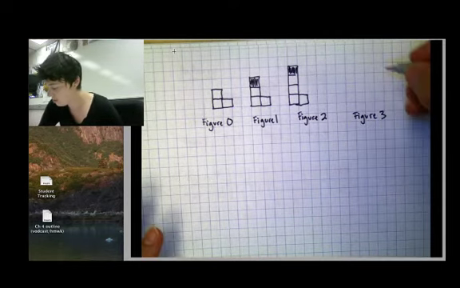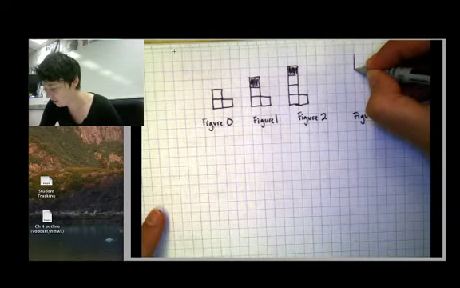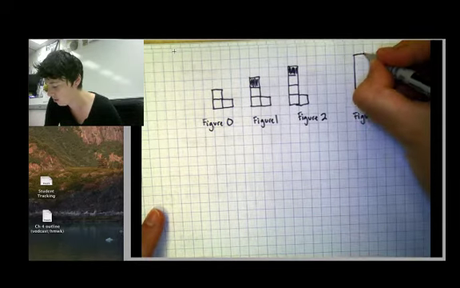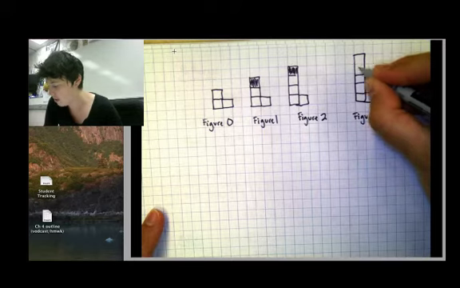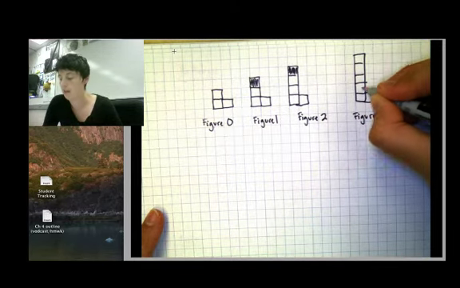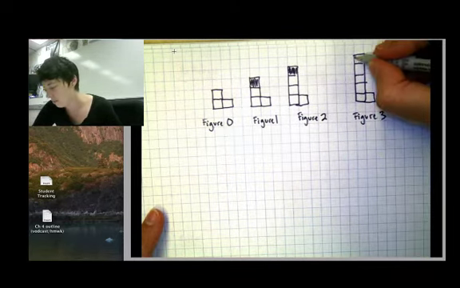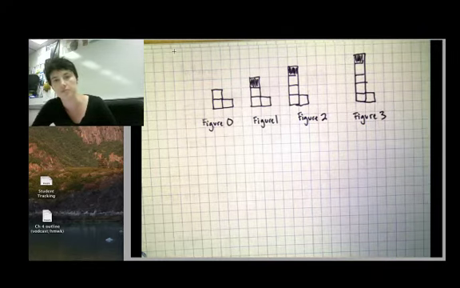So figure number 3 is just going to get a little bit taller. It's going to have an extra 1 on top. I think it's going to look like this. It's going to have 1, 2, 3, 4, 5, 6 tiles, and I can shade the top one to show that that's what I added on.